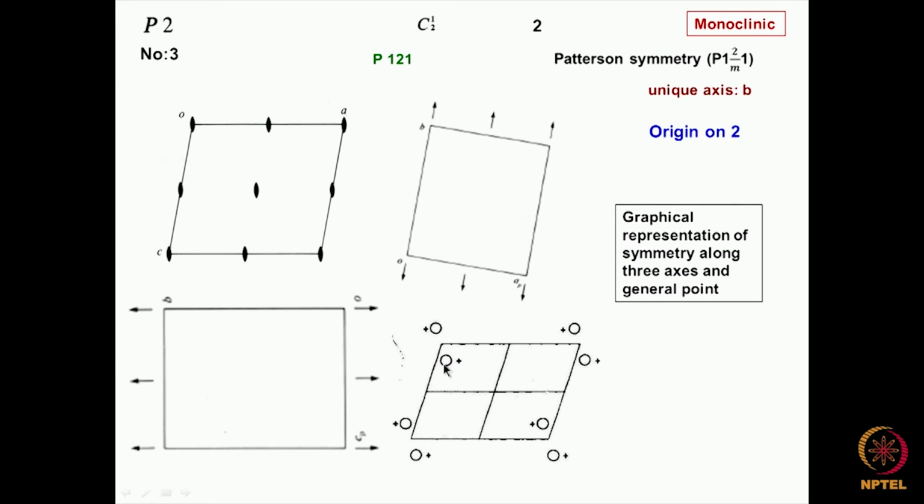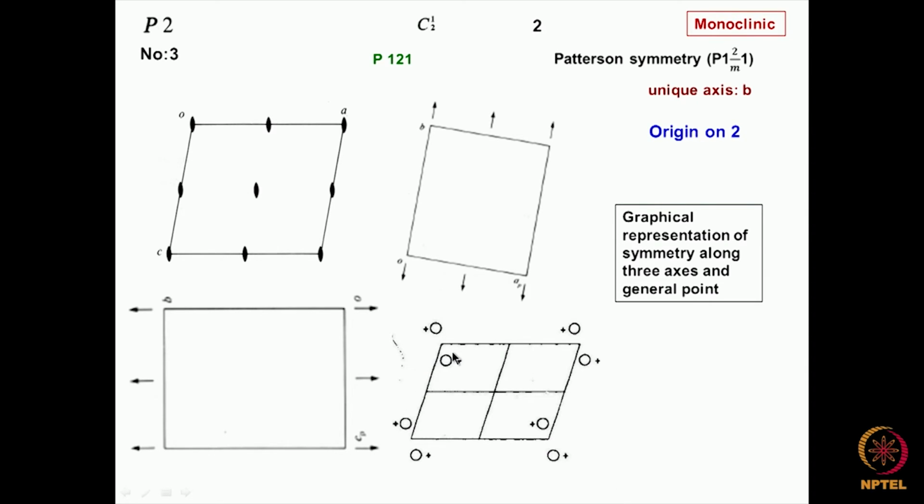Now when you place a motif, where is it being placed? At some position above it. That is why it is being shown as O plus. Plus indicates that it is at some particular value, above this plane of the unit cell.